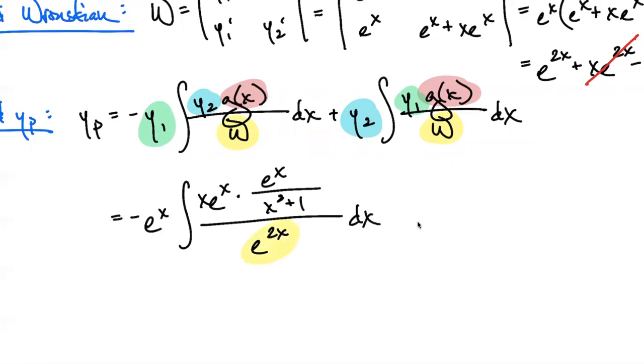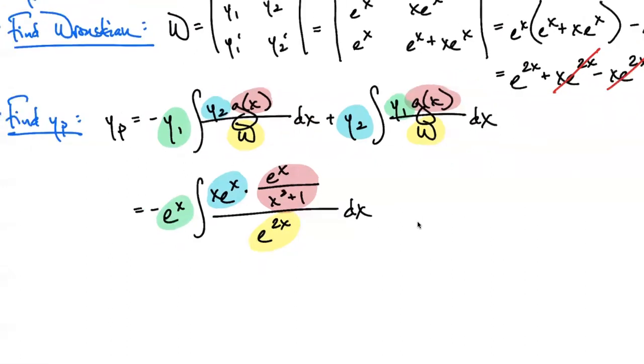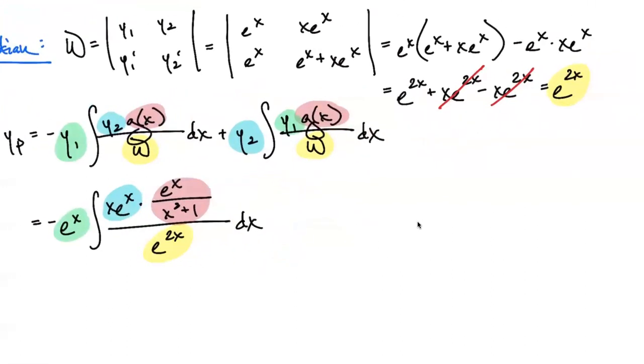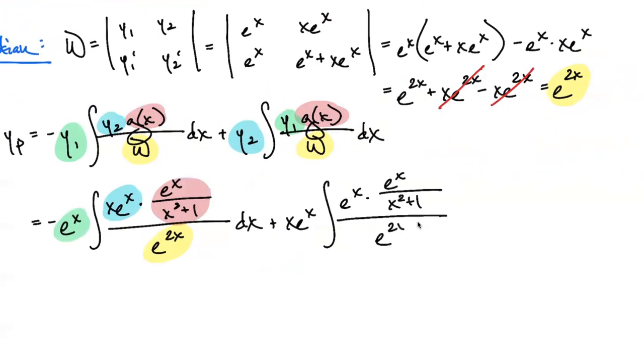All right, so we've got our Wronskian here. We've got our y sub 1 out here, our y sub 2 over here, and our g of x here. This is a good place to check your work just to make sure you've plugged in everything correctly. But let's go ahead and plug in the rest of the second term. We're going to get plus x e to the x, the integral of e to the x times e to the x over x squared plus 1 over e to the 2x dx.